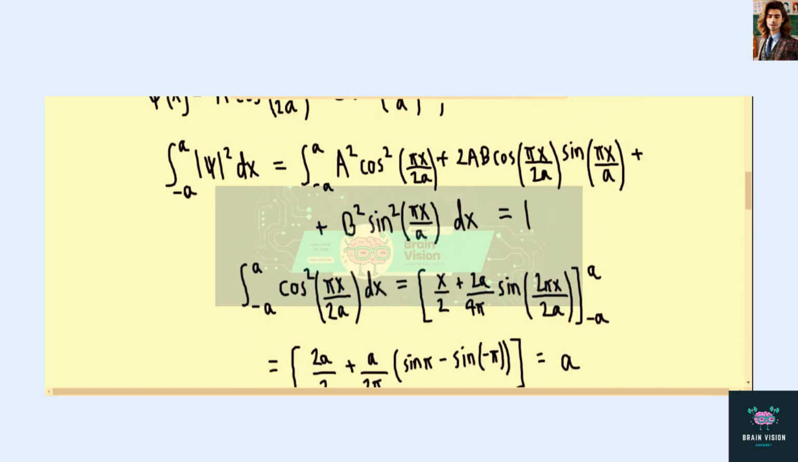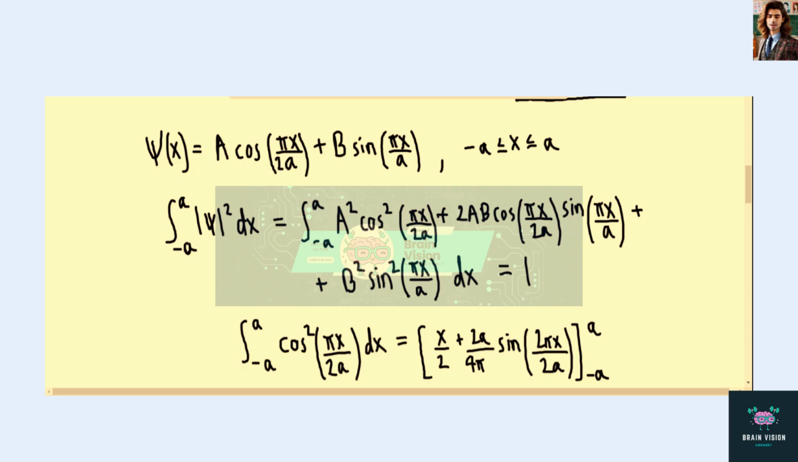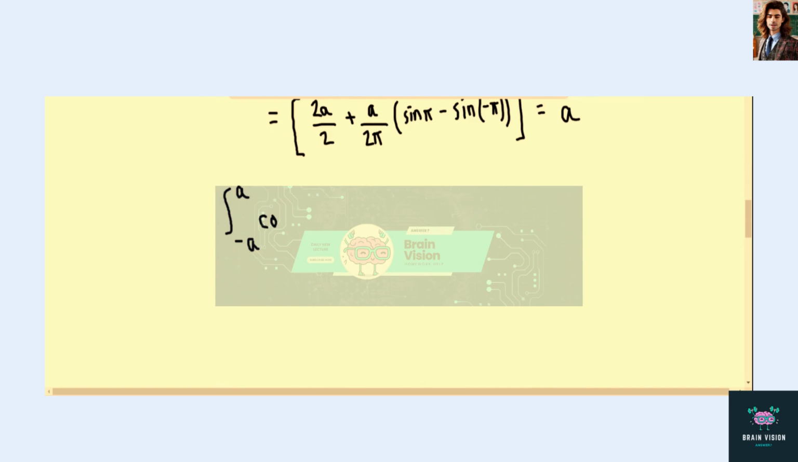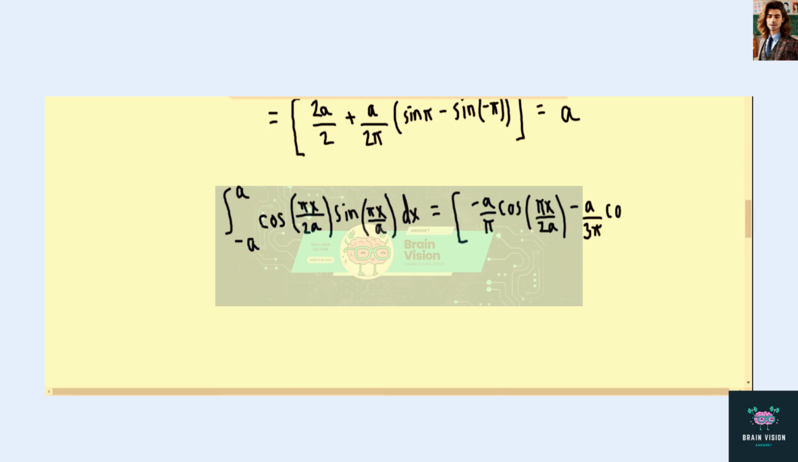Next, we look at the integral for the cross term, which is 2ab times cosine of pi x over 2a times sine of pi x over a. That's a cross term that's similar to the cross term we had before. And again, it will be 0, but I'll go ahead and just write out what it evaluates to in the middle so you have it, and you can always just look at it and see why it becomes 0. Basically, it becomes 0 because when you substitute a inside of the first cosine, you end up with pi over 2. So cosine pi over 2 is 0.